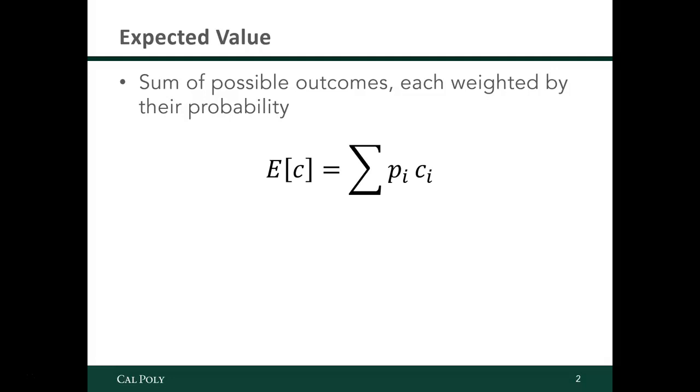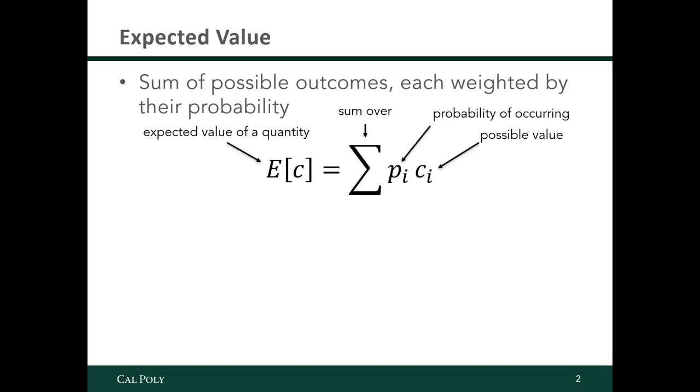So in general, the expected value of some quantity C is the sum over all the possibilities of your C's, so possible values of your C, weighted by the probability that that value actually occurs.